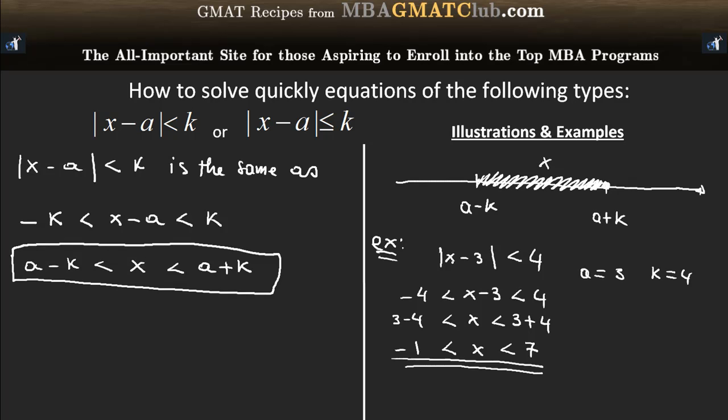Imagine if you were to solve x minus 3 equals 0, then x would be equal to 3. And that is your a, that is, the center. As long as you remember that, you're going to be able to solve this kind of inequality pretty quickly by just using this formula. So again, I hope that you enjoy this recipe.